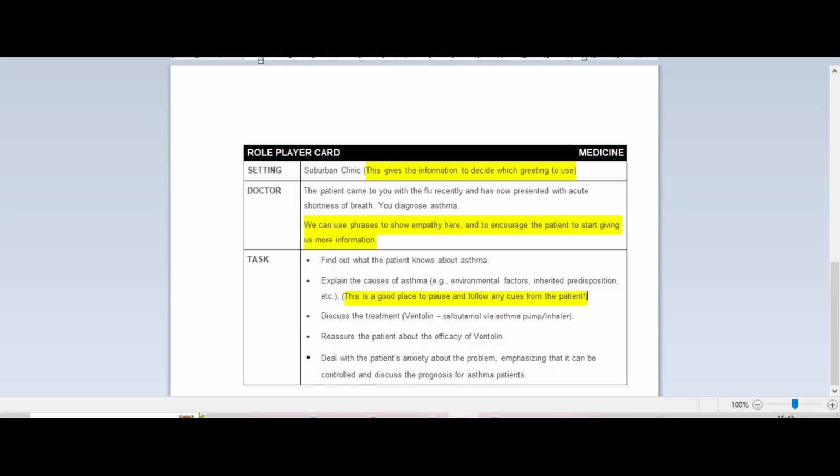So what you will notice is that I've stopped after task 2 for a bit of a natural pause, just to follow any cue from the patient and to see if they want to ask me any questions.